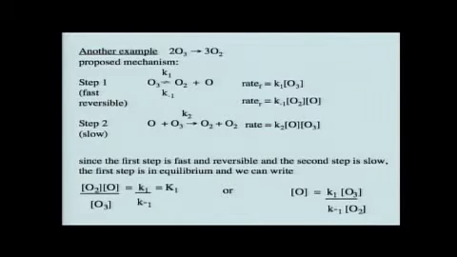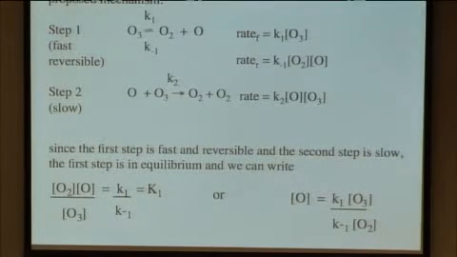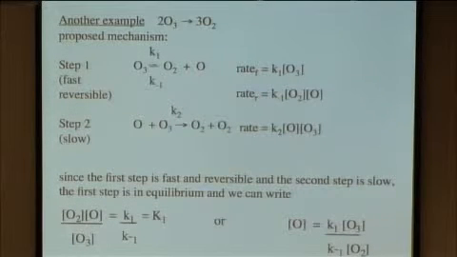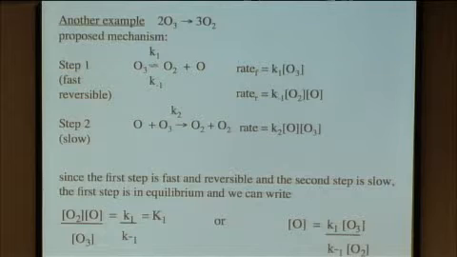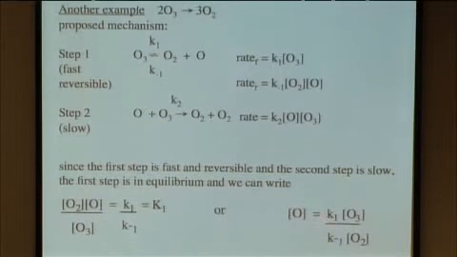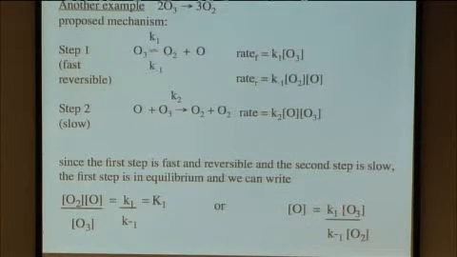So we can go ahead and write those. For the first step, again, it's products over reactants. You can also express that in terms of rate constant K1 over rate constant K minus 1, and that's all equal to our big K, our equilibrium constant, K1. And so now we can solve in terms of O, our intermediate. And so here, if we pull that out, we've solved for it in terms of K1 times O3 over K minus 1 times O2.